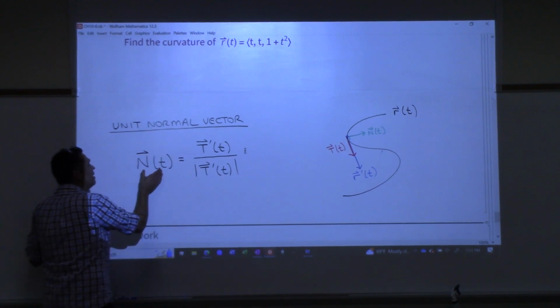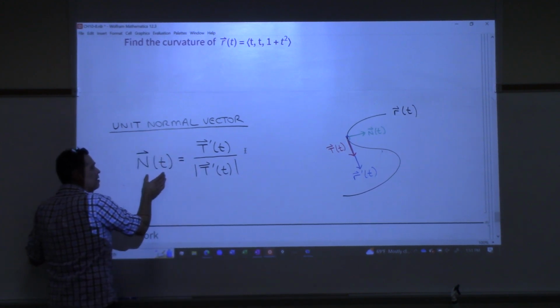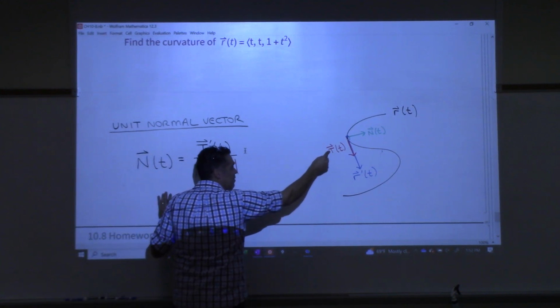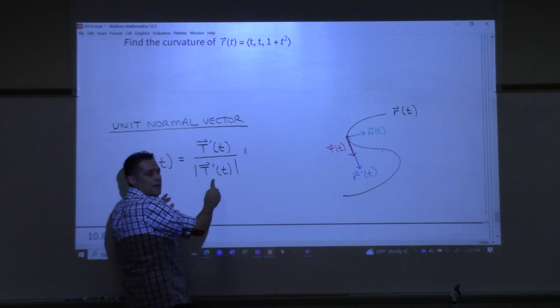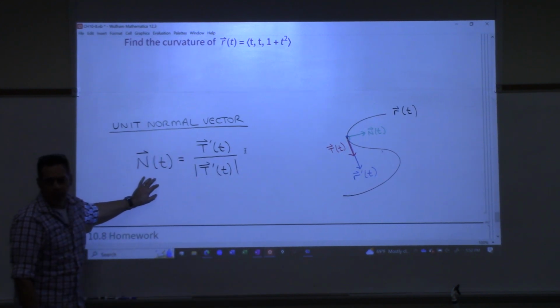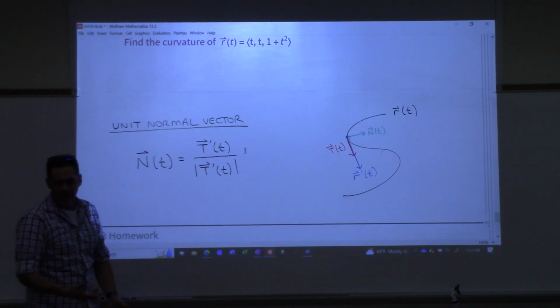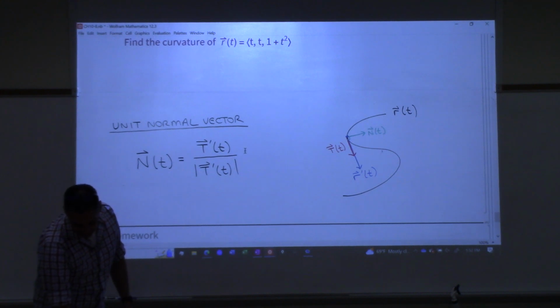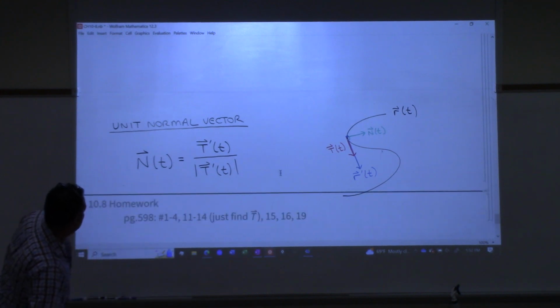If you're ever trying to find the unit normal vector, then all you have to do is find what capital T is, take its derivative, and then scale it by its own length. And then you will have the unit normal vector. Right? I think in your homework it does ask for you to find the unit normal vector. So, okay, that said, let's move on.